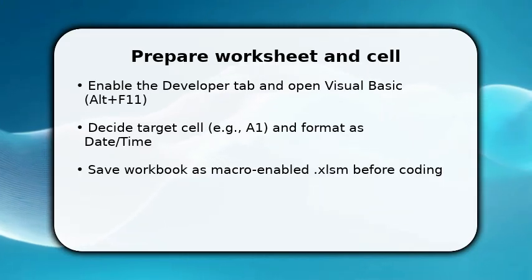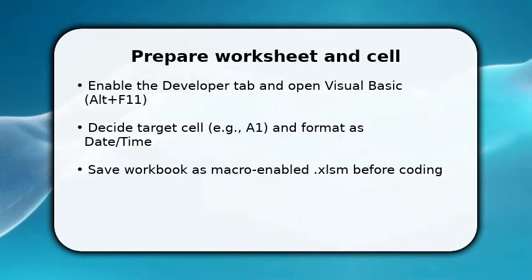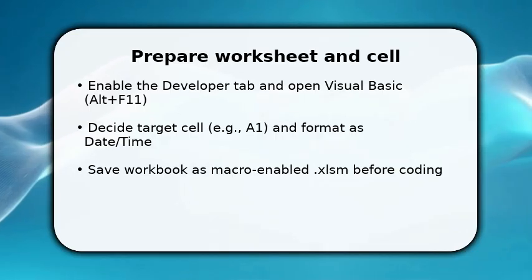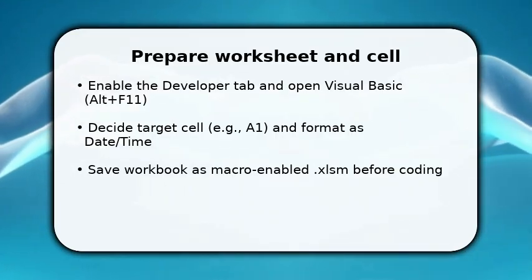Pick a cell such as A1 and set its number format to a date/time style so Excel displays values correctly. Once done, save the file as a macro-enabled workbook, XLSM, to preserve your code. Make sure to enable macros when prompted so your automation runs.